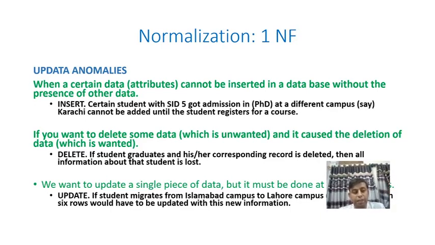So the first anomaly is the insert anomaly, and the definition of insert anomaly is when certain attributes cannot be inserted in a database without the presence of other data. When we are unable to insert some attributes in a table or in a database without the presence of other data, it means if we don't have some part of data, then we cannot enter the other part of data that is available.